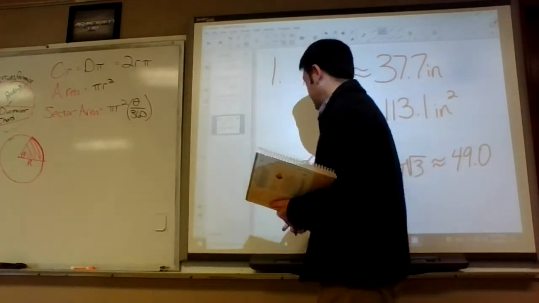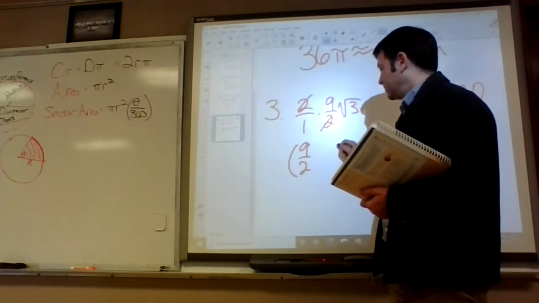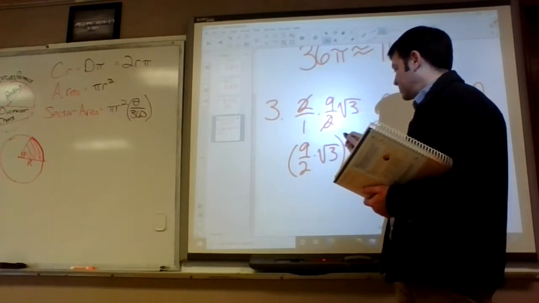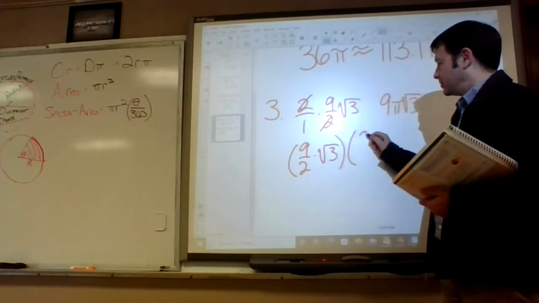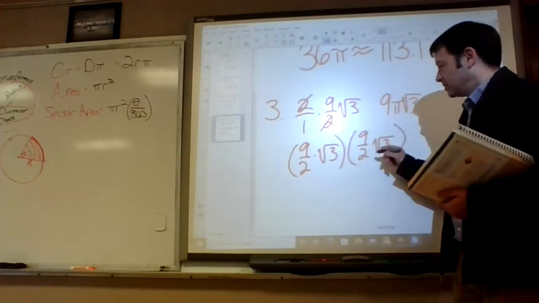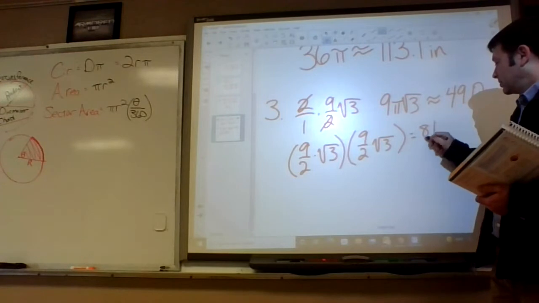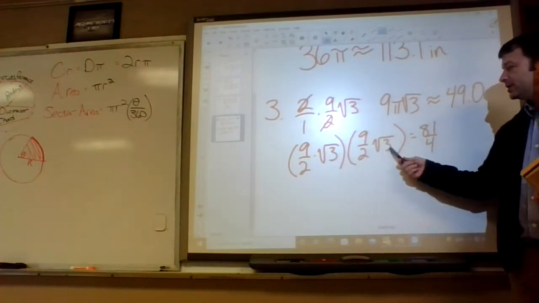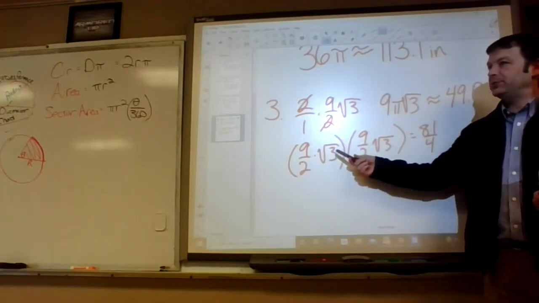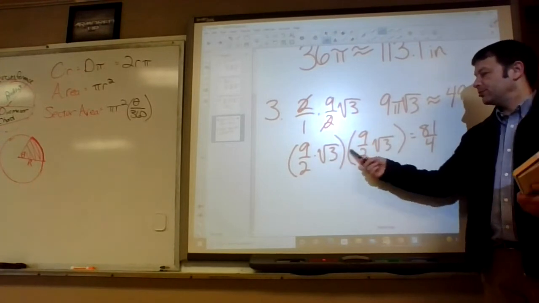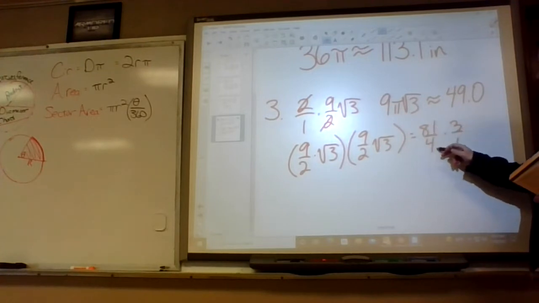9/2 square root of 3 needs to be squared, in other words, multiply by itself. You could plug it in with your calculator and square it. It's not too hard to do by hand because 9 times 9 and 2 times 2 would be 81 over 4. And do you guys know what square root of 3 times square root of 3 is? Square root of 9, which is 3. Anytime you square a square root, it just becomes the normal 3. If I multiply 81 over 4 times 3, I get 243 over 4.